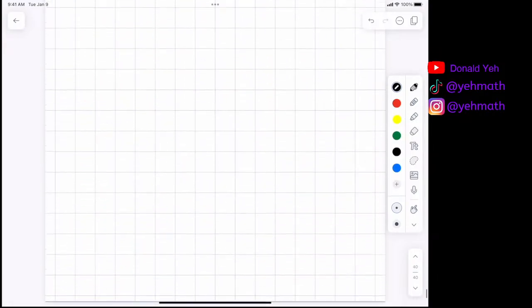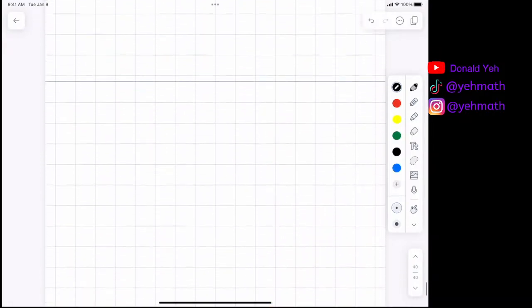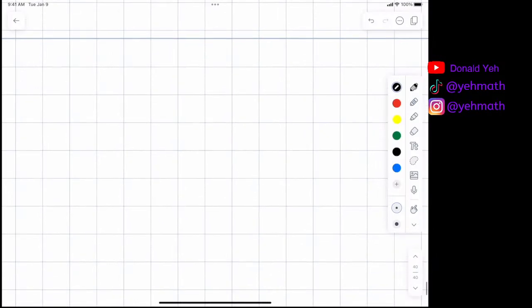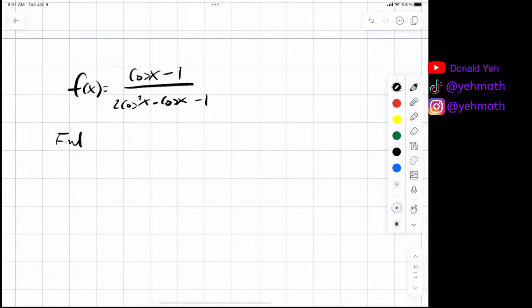Okay, let's start with one question first. I'm going to ask you what I asked you guys last year. It was f of x equal to cosine of x minus 1 over 2 cosine squared of x minus cosine of x minus 1. I say, hey, can you find the removable discontinuity?